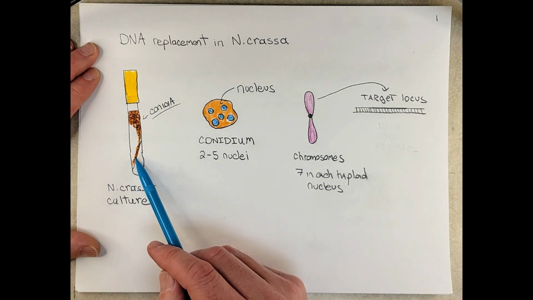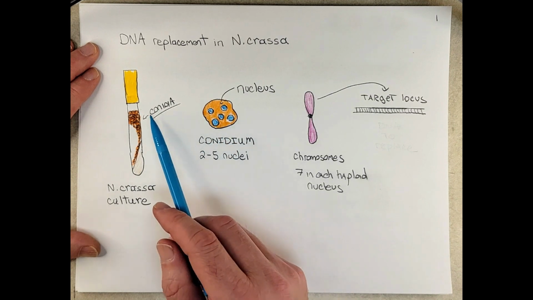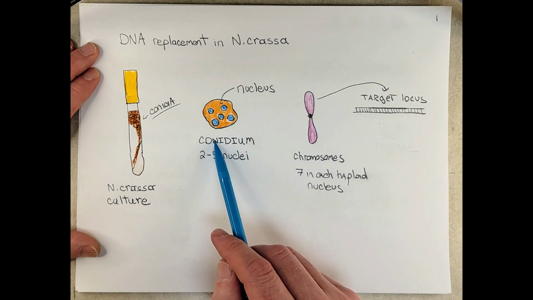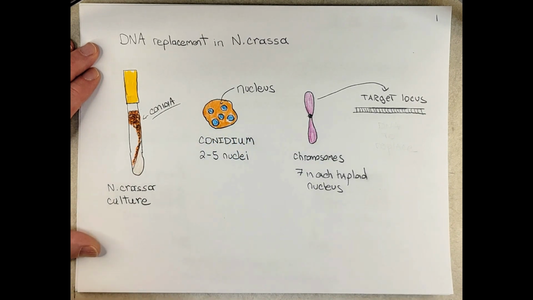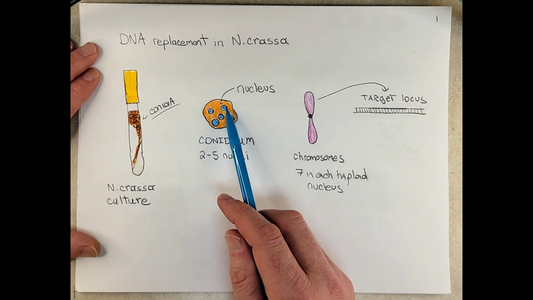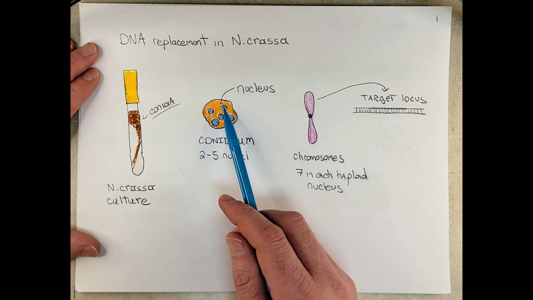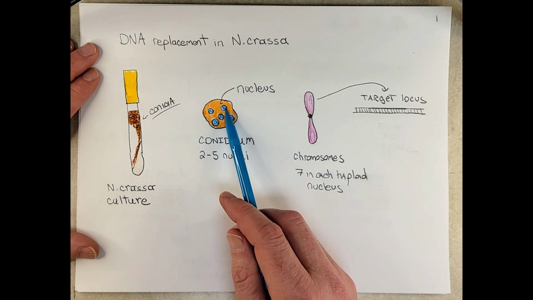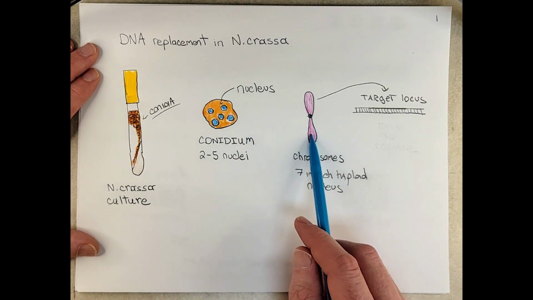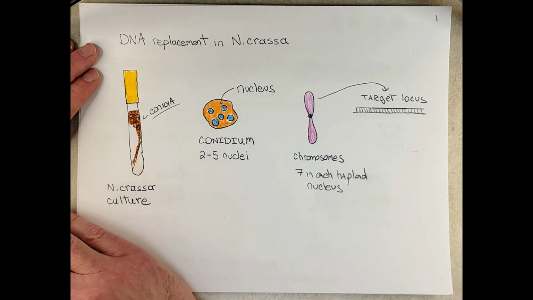Now, after several days, the fungus will grow and it will make millions of these asexual spores called conidia. So here I'm showing a single conidium, and the conidia in Neurospora crassa have between 2 and 5 nuclei. And so here I'm showing 1, 2, 3, 4, 5 nuclei in this hypothetical conidium. Now, Neurospora crassa is a haploid organism. So each nucleus is haploid, has a single set of chromosomes. So if we were to look in the nuclei, we should see 7 of these chromosomes in there, 7 Neurospora chromosomes in each nucleus.